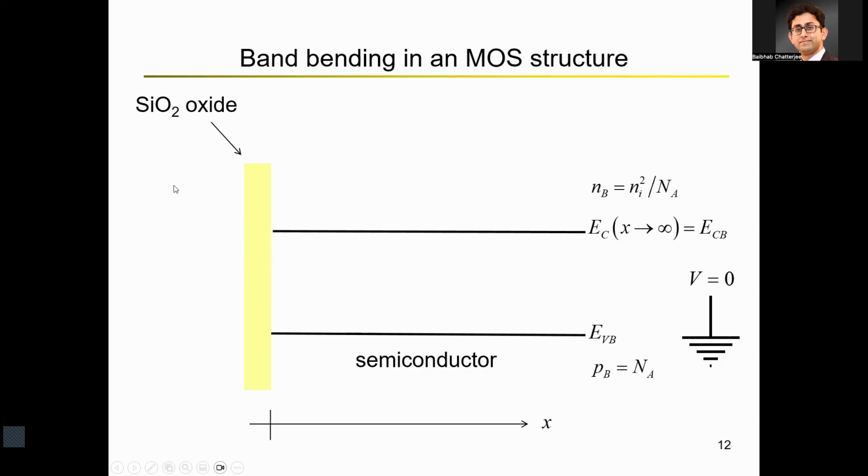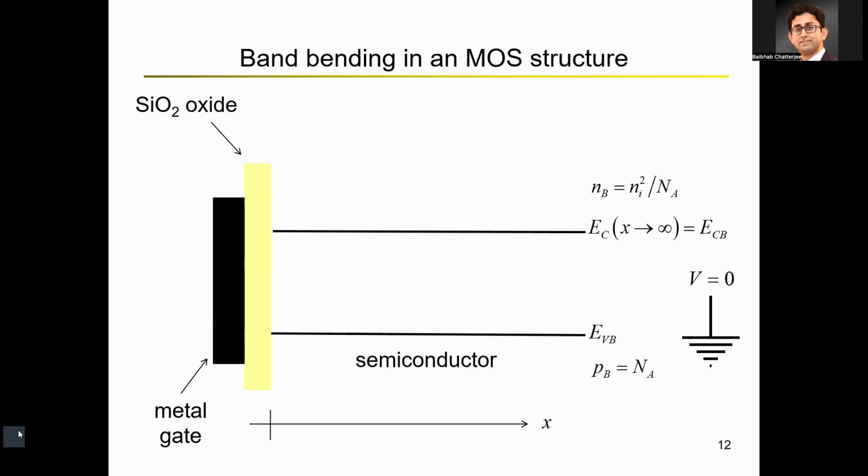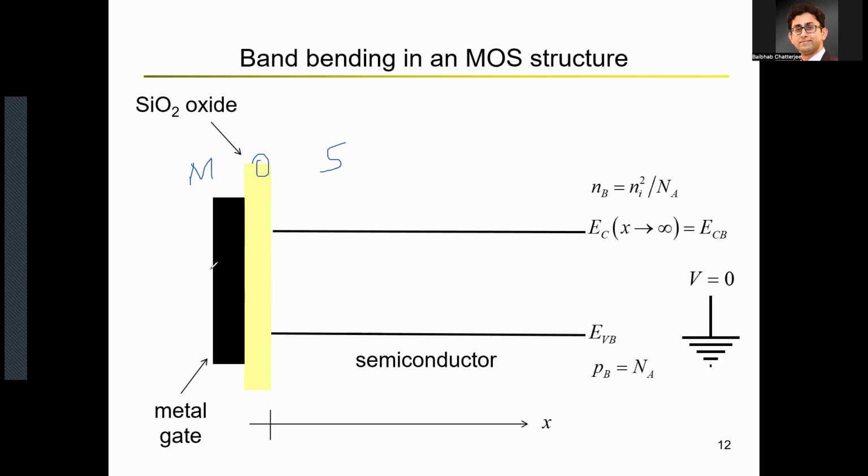All right. So that's basically just for the semiconductor. Now for the metal oxide semiconductor, you basically have a silicon dioxide and then you have a metal gate. So this is your MOS structure. You have a metal, you have an oxide, and you have a semiconductor. That's how it looks as a MOS structure, starting from the metal to the oxide to the semiconductor.